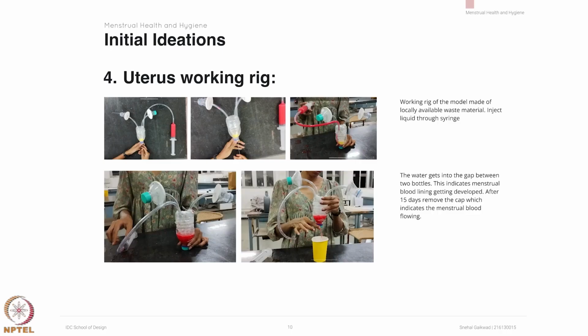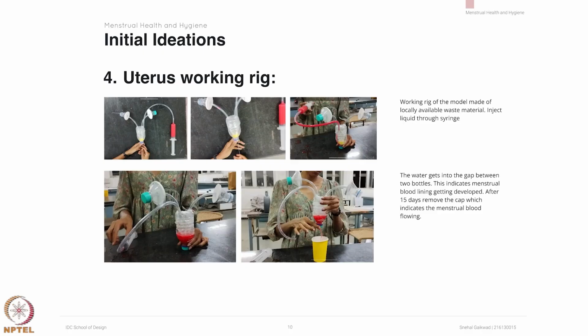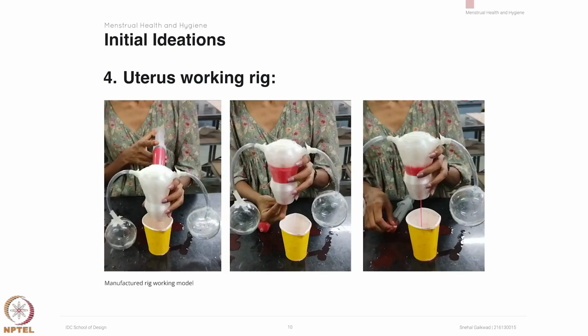Then I made one working rig with waste materials. In this we put liquid through the syringe into the working rig, and that indicates menstrual blood accumulating, and when we remove this, it indicates menstrual blood falling. Plus there is one wire along which the egg travels. So this is the working rig.